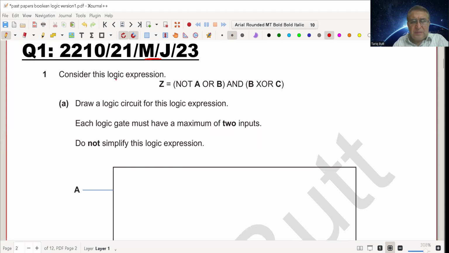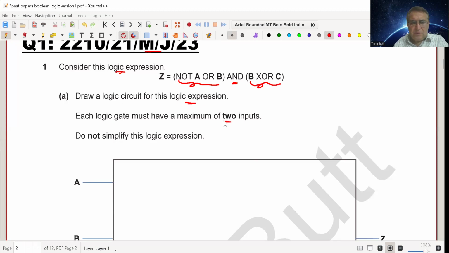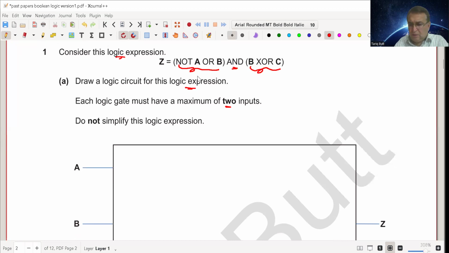It is given to consider this logic expression: Z is equal to not of (A or B), and B XOR C. You are supposed to draw the logic circuit for this logic expression, and it is given that each logic gate must have a maximum of 2 inputs. So let's design this.